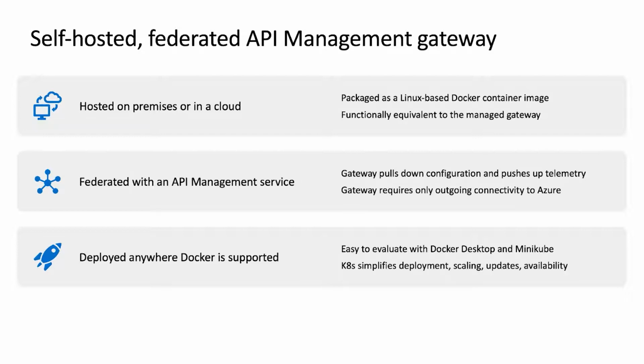The gateway can be deployed anywhere that Docker is supported. For example, you can try it out with Docker Desktop or Minikube. Obviously, Kubernetes is the recommended environment to deploy it for the simplicity of deployment, scaling, updating, and so forth. And as I mentioned, the self-hosted gateway is now generally available.